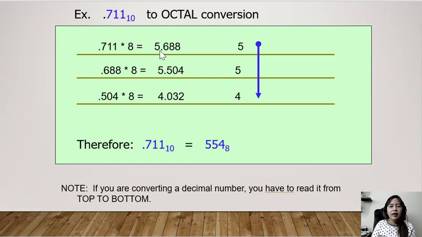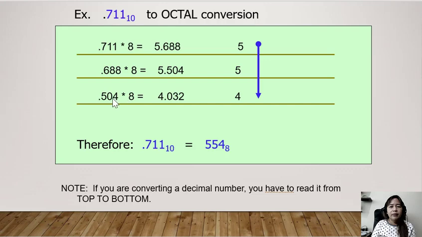So that would be 5.688. You take out the whole number, which is 5. You continue multiplying the decimal part, which is 0.688, by 8. And that will give you 5.504. Again, set aside your whole number 5 and continue multiplying 0.504 by 8.